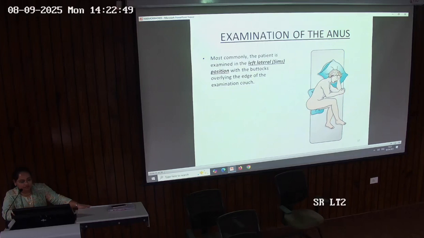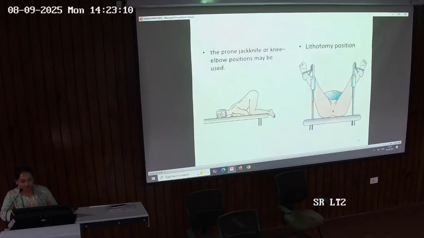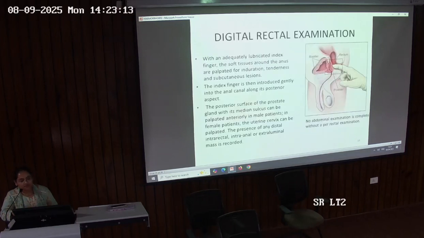Now comes to the part of examination. This is the position, left lateral position, that is also called as Sims position, for examination of perianal region. Most commonly the patient is examined in left lateral or Sims position with the buttocks overlying the edges of examination couch. Other positions are Trendelenburg position or jackknife positions.